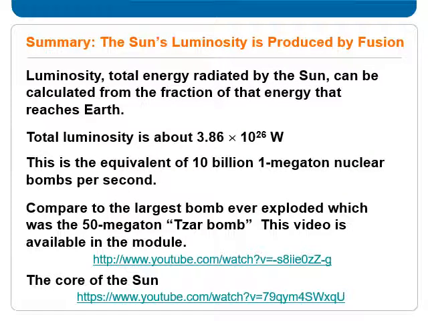Luminosity, the total energy radiated by the Sun, can be calculated from the fraction of the energy that reaches Earth. Total luminosity is about 3.86 times 10 to the 26 watts. This is the equivalent of 10 billion 1-megaton nuclear bombs per second, compared to the largest bomb ever exploded, which was the 50-megaton Tsar bomb. The video link is actual footage of the Tsar bomb.